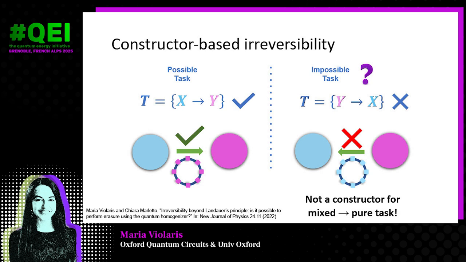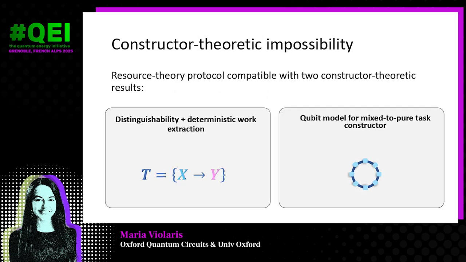But what's interesting here is that the task of taking some arbitrary state to the one state maps onto the mixed to pure task, which is the one that is constructor-theoretically impossible using the analysis of a constructor that I've been looking at. So what we find is that there's now two different connections to this quantum protocol for extracting work from coherence. One is the theorem that connects distinguishability and deterministic work extraction, derived in this scale-independent, dynamics-independent, information-theoretic way from constructor theory. And then there's this other connection with the explicit qubit model for a constructor: the homogenizer for mapping a mixed state to a pure state not being a constructor, and so that also makes a compatibility with this result in a different way.